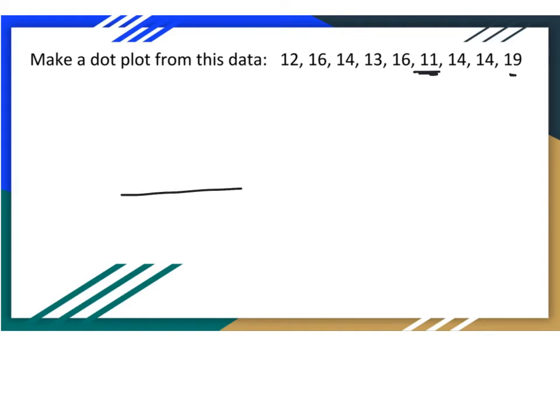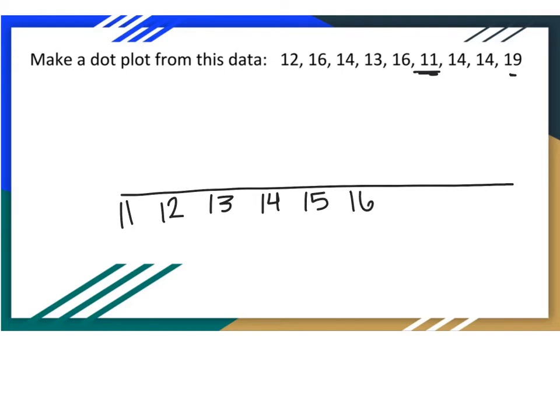So draw yourself a number line. I'm going to go 11 through 19. So 11, try to keep it equally spaced out if you can. 14, 15, 16, 17, 18, and 19. Okay. And then remember that each dot I put on here represents one of those numbers up above.